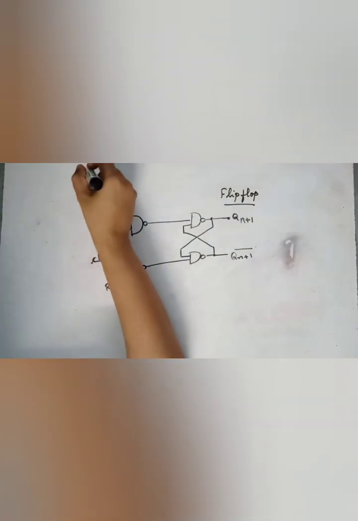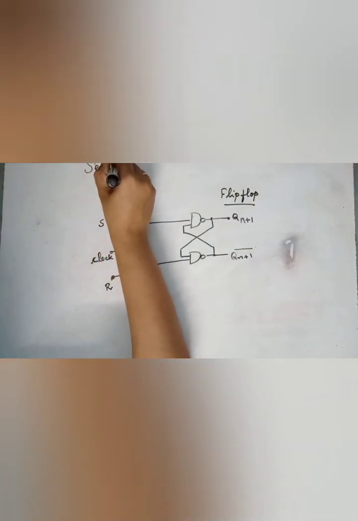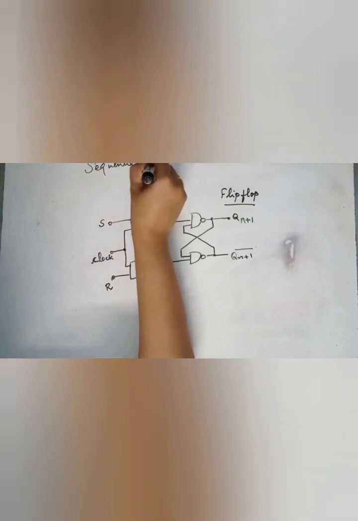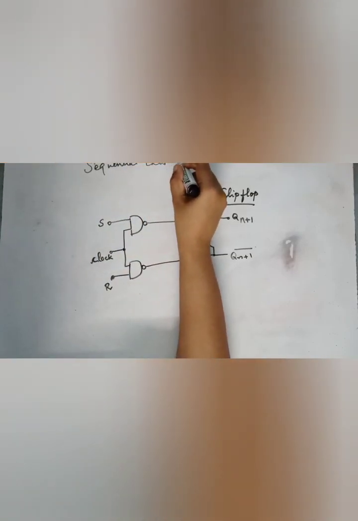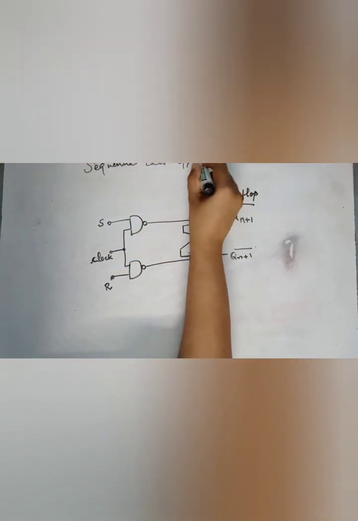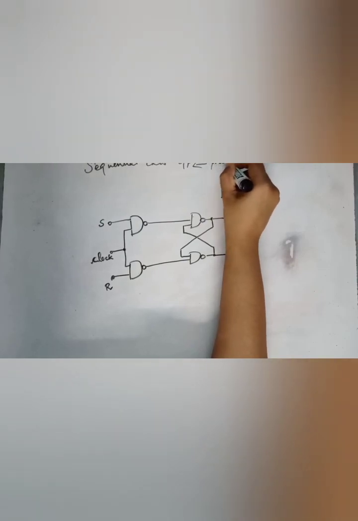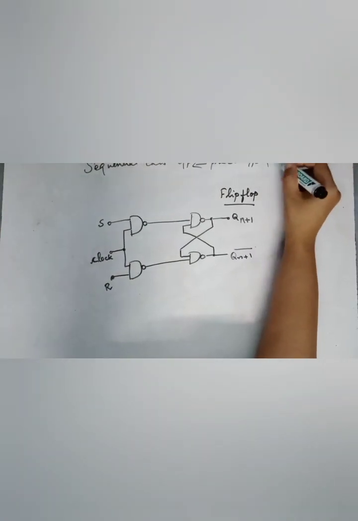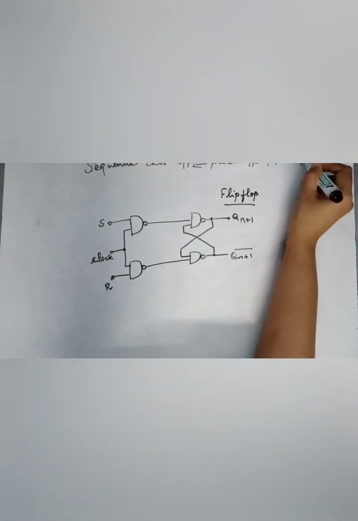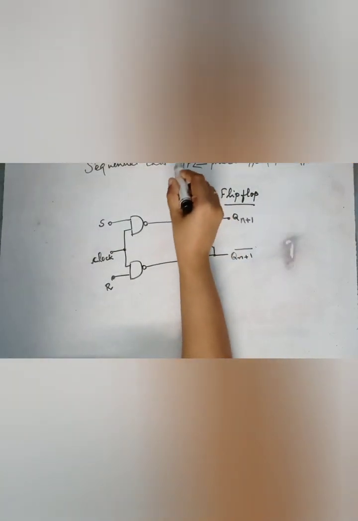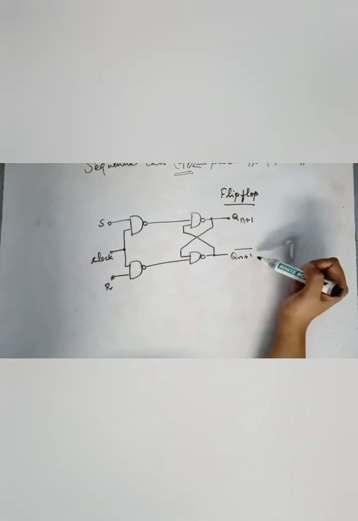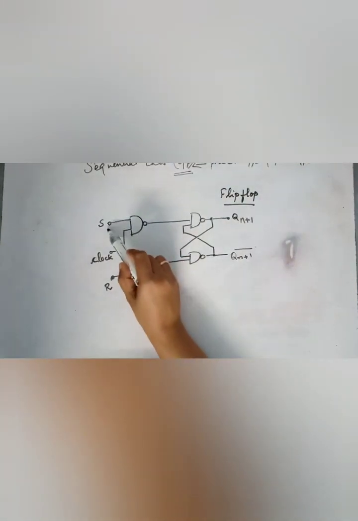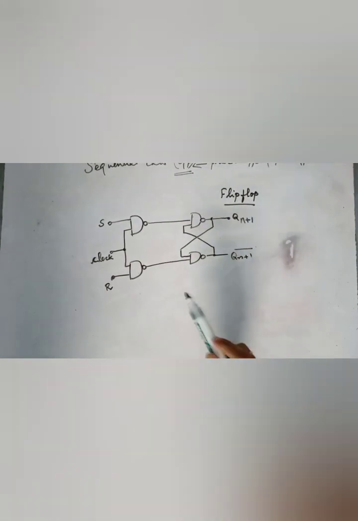In the case of sequential circuits, the output depends on present inputs and past outputs. Sequential circuit output depends on present inputs and past outputs.